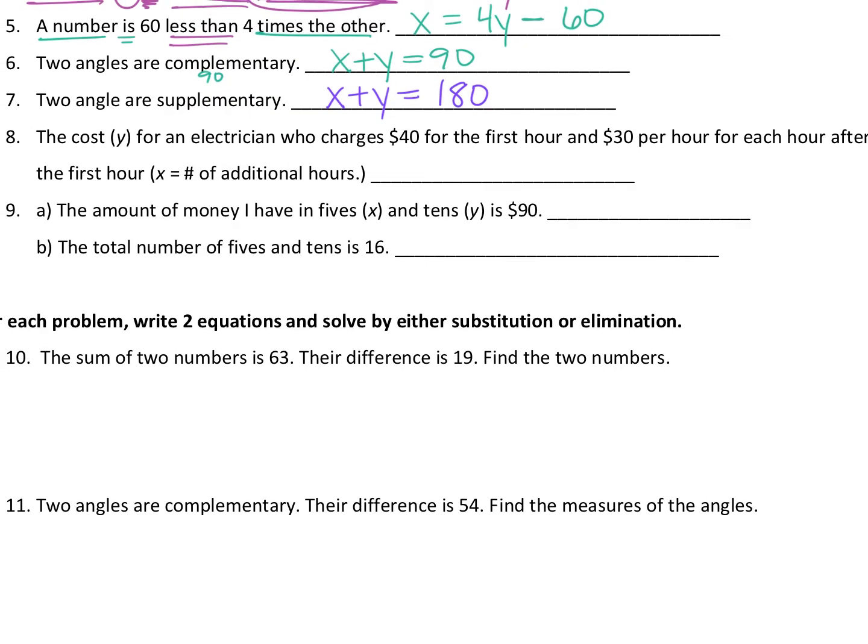Okay. Number 8, it says the cost y. So now they're going to tell you what variables they want where, okay? The cost y for an electrician who charges $40 for the first hour and $30 per hour after the first hour, where x is the number of additional hours. How would you write that? The cost y equals 40 plus 30x. Yep, 40 plus 30 times the number of additional hours, 30x.